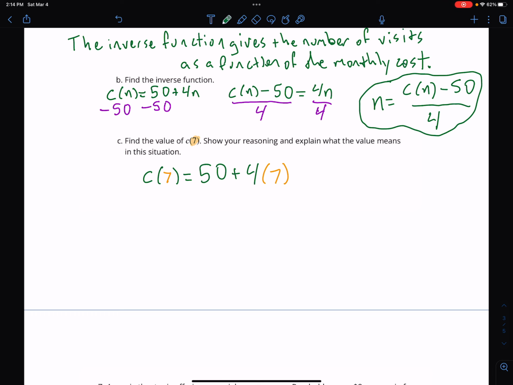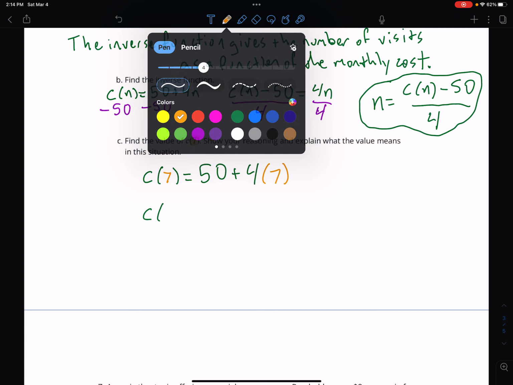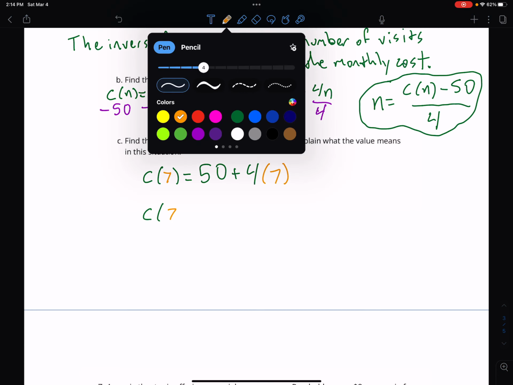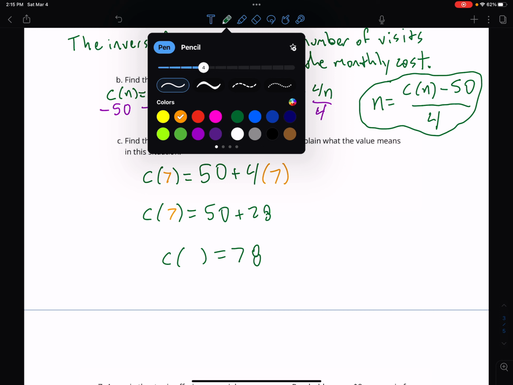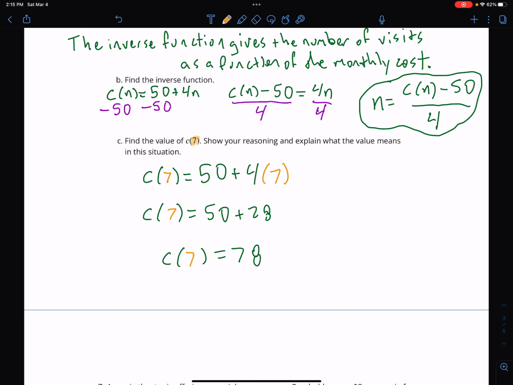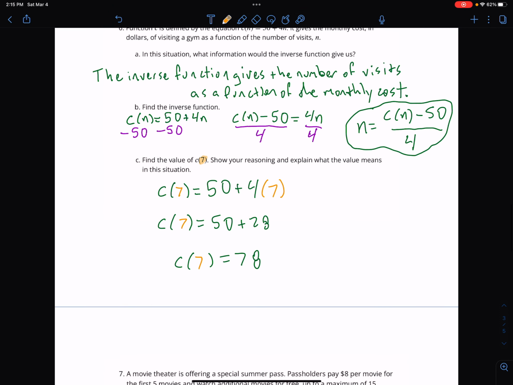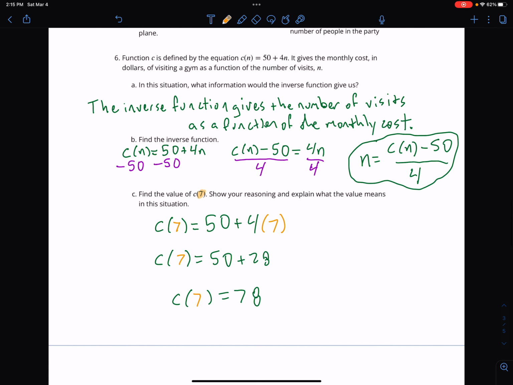So what we got here is C of 7 equals 50 plus 28. Add them together. C of 7 equals 78. So you're going to pay $78 if you go to this gym 7 times. I hope it's pretty nice because that's pretty expensive. And there we go. That's question 6.